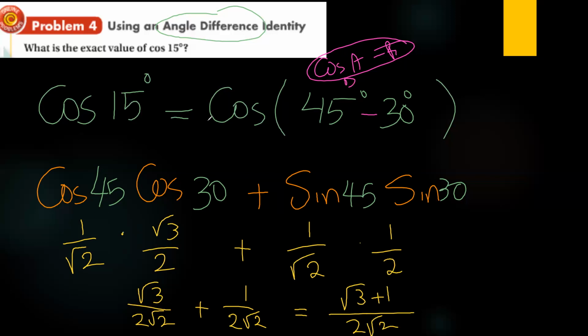So if you want to find the exact value of cosine of 15, first you have to search for two angles that if you subtract them, you get 15. Some of you want 45 minus 30. By the way, if you choose 60 minus 45, you will get the same answer. Then after I choose these two angles, I will write the formula: cosine of 45, cosine of 30, plus sine of 45, sine of 30. Then you will evaluate the angles and evaluate the answer.